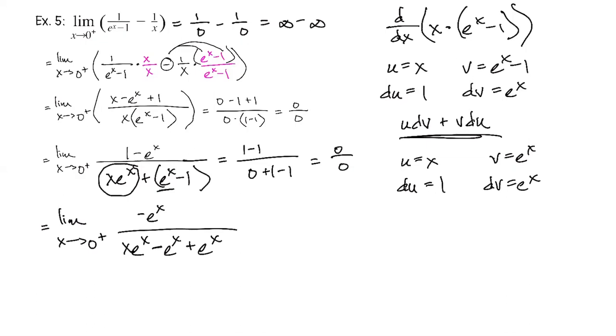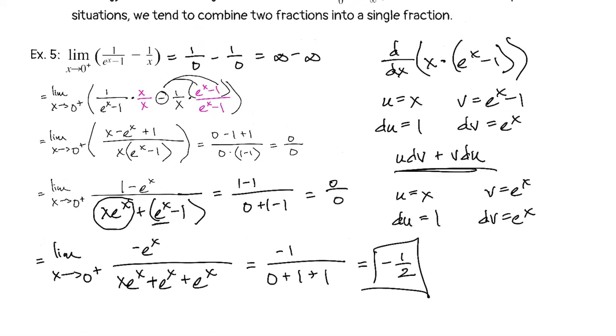Sorry, this should be a minus plus. Okay. Now let's plug in 0 again and see what happens. I get -1 on the top, 0 plus 1 plus 1. So I get a total of -1.